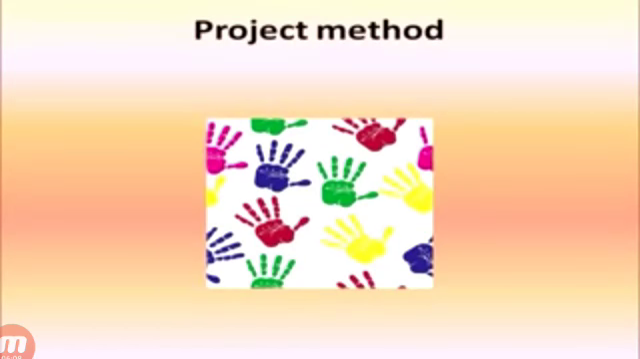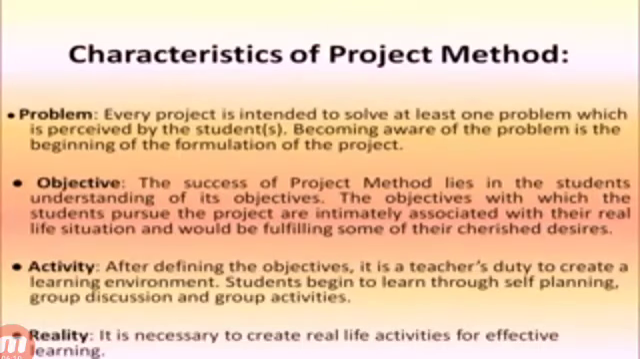Next method is project method. Let's look at the characteristics of project method. So, there is a problem. Every project is intended to solve at least one problem which is perceived by the student. Becoming aware of the problem is the first step in the formulation of the project, and it is also a very important step. Next is objective.